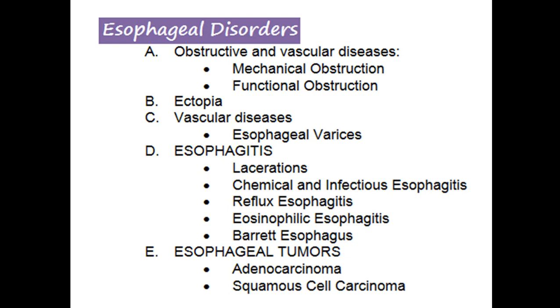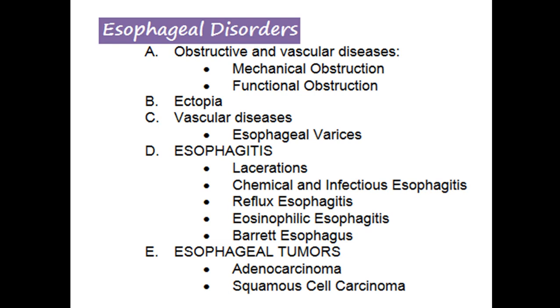Ectopia is another condition in which an external tissue, like gastric mucosa or gastric tissue, is lying in the esophagus where normally it should not. The vascular diseases, which are the problems associated with the blood supply, are very important, and esophageal varices are very important, and they result from the anastomosis of the aortic and portal circulations, and we will discuss them in detail.